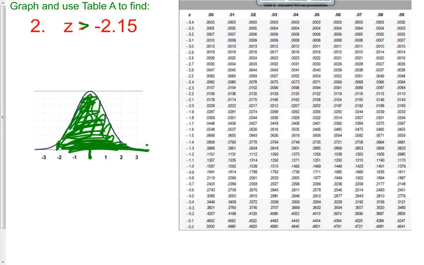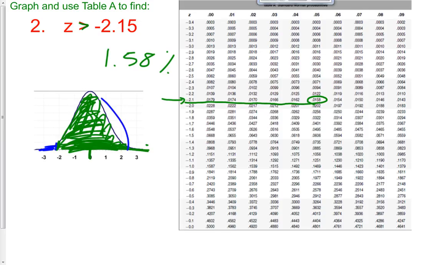So a negative 2.15, here's a negative 2.1, a negative 2.15 is right there. 1.58%. Now be very careful, class, because 1.58 is not the answer. This is the percentile, and a percentile is everything below. So we just found that there's 1.58% that lie below a negative 2.15. We want what lies above.